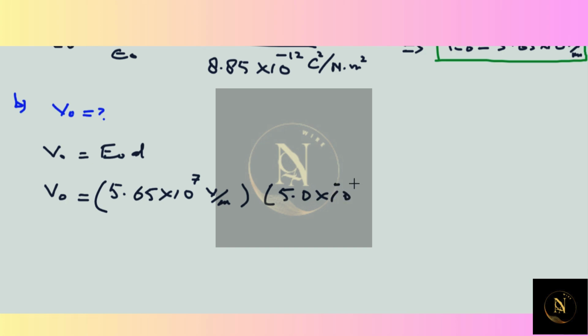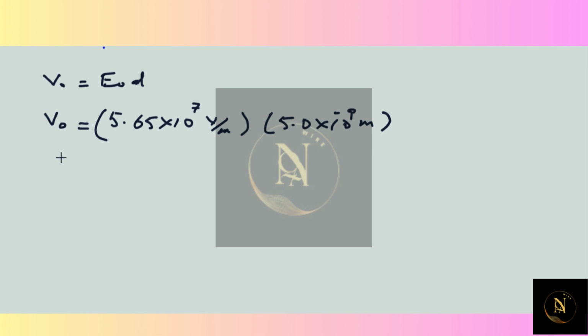Now by inserting values into this equation, V naught is equal to 5.65 multiplied by 10 raised to the power 7 volt per meter, times 5.0 multiplied by 10 raised to the power minus 9 meter. So from here, V naught is equal to 0.28 volt.